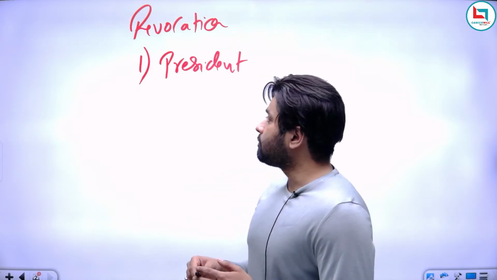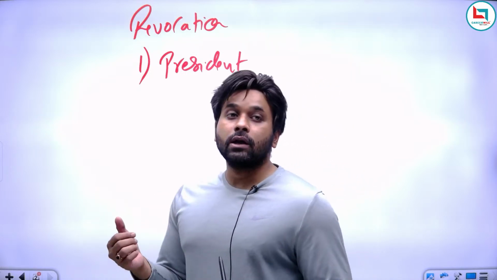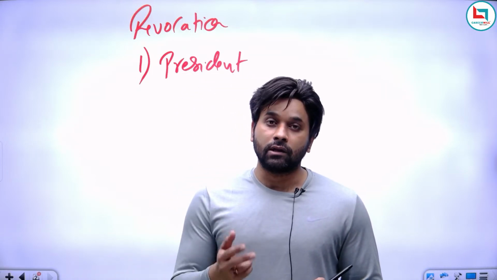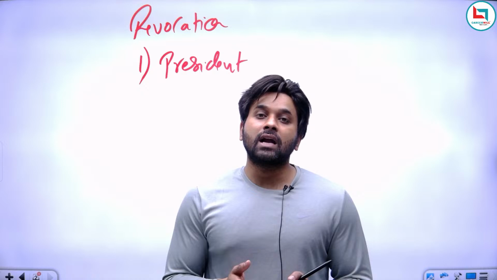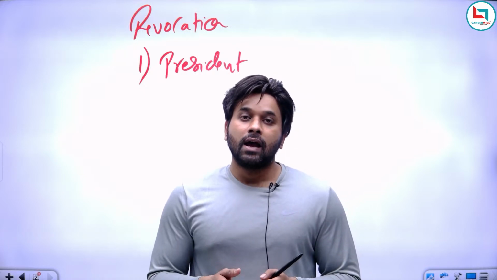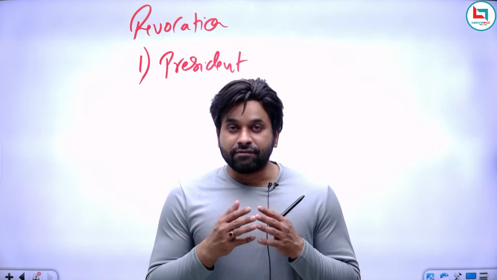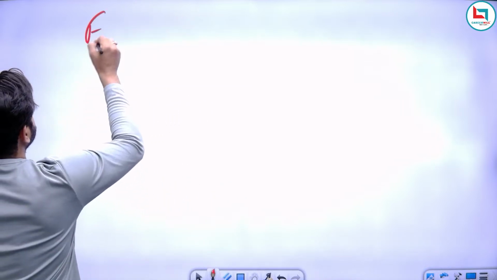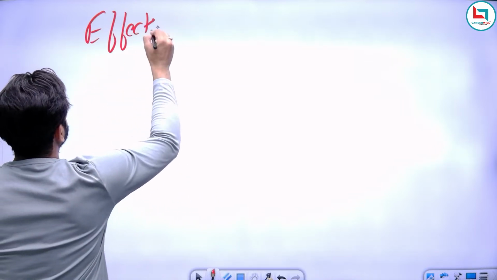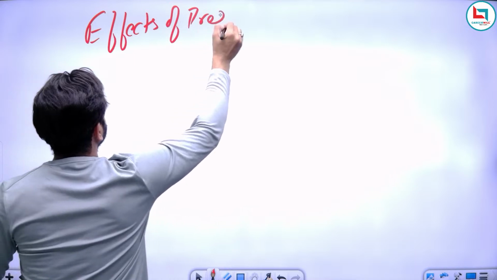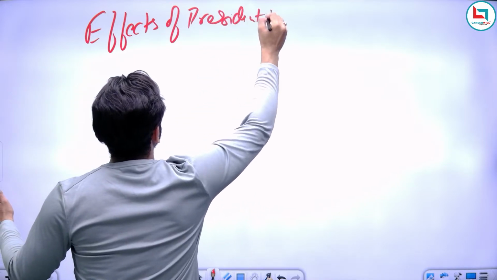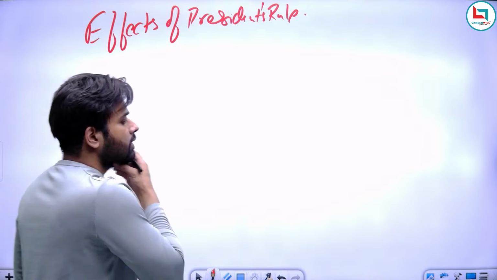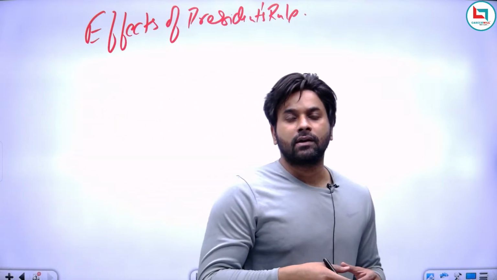So I think we are done with the reasons for imposing President's Rule, the approval of President's Rule, and the revocation of President's Rule. Now we can start with the final part of President's Rule, and that is the effect of President's Rule. So let us start. Effects of President's Rule. Now, we should not make this complicated.